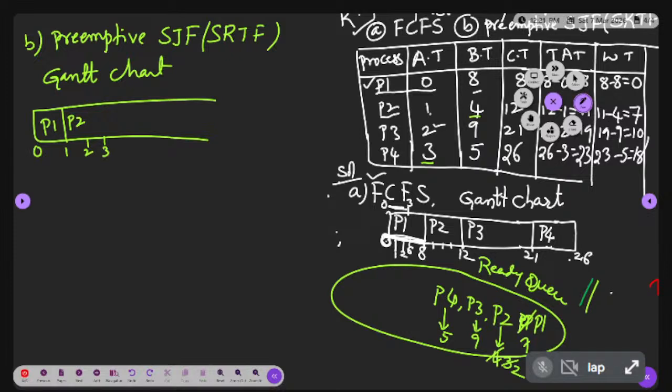2. 2 is nothing but process P2. So let's allow one more second. One more second over. After 4 seconds, there is no new process, only P1, P2, P3, P4. 7, 1, 9, 5. Shortest one? 1. So allow P2 one more second.